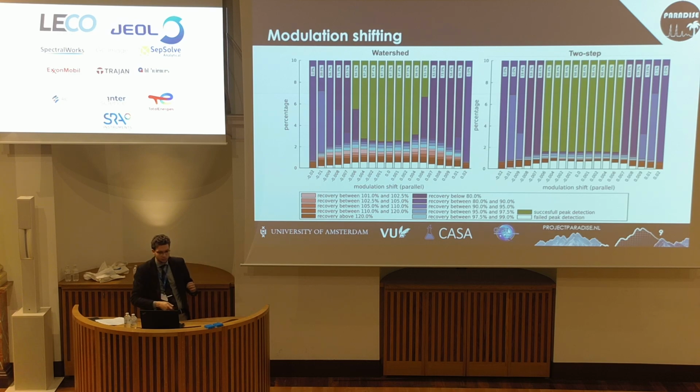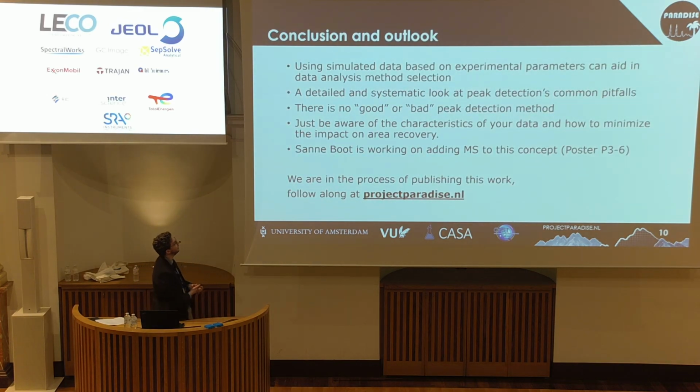Now, there are many more examples of this, and we are in the process of publishing this, so hopefully I can also show you the publication soon to show you all of the other nice figures. But for now, let me give you a concluding remark. From all of the data that we generated, analyzed, and looked at, it is my understanding that there's not really a good or a bad peak detection approach. It's more about being aware of the characteristics of your data and the characteristics of your peak detection algorithm, so the quirks, so to say, and making sure that one doesn't influence the other in a too negative way.